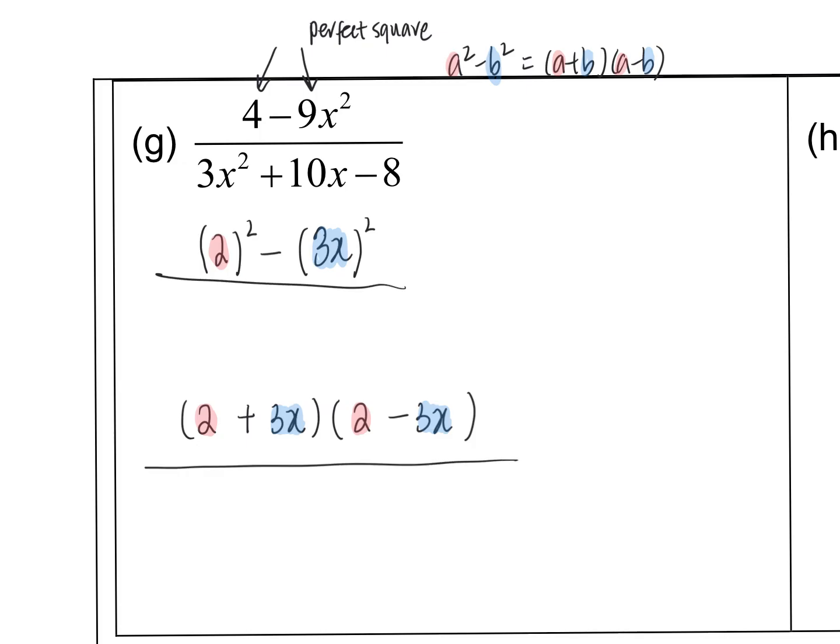So I'm going to focus on 3x squared plus 10x minus 8. The first and the last terms are not perfect squares, so I know I cannot use the 3 rules. It must be this one.